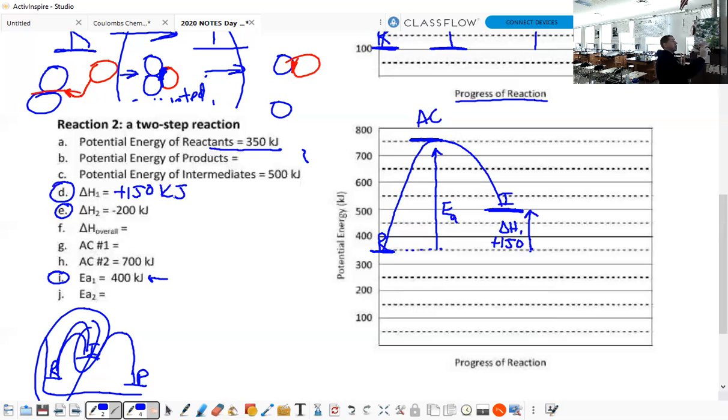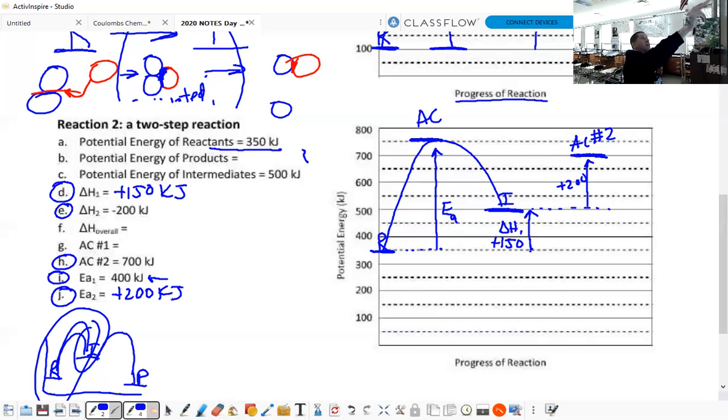All right, we have a couple others that'll help now. We have the second activated complex. So we're starting at 500. The second activated complex is showing up here at 700. So this is the activated complex number 2. And now we have all the stuff we need, because now I know the second activation energy, the distance from the intermediate up to that second activated complex, is from 500 up to 700, so positive 200. But again, activation energies will always be positive.